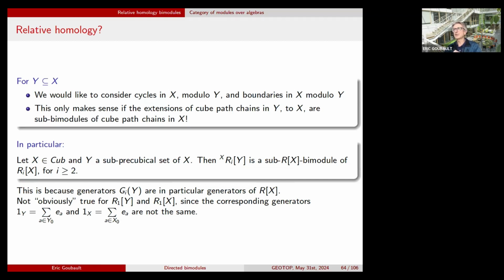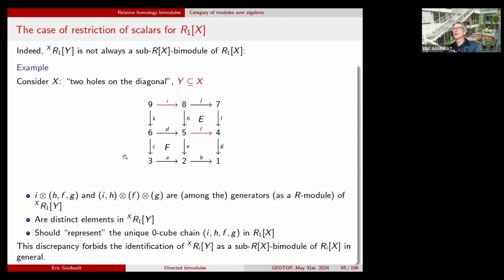You have to restrict if you really want to have exact sequences. And the good definition of relative homology anyway is that this extension of scalars for this cube over Y should be a sub-bimodule of the corresponding cube chains on X. We're not going to have it on the directed paths, except if we are careful.